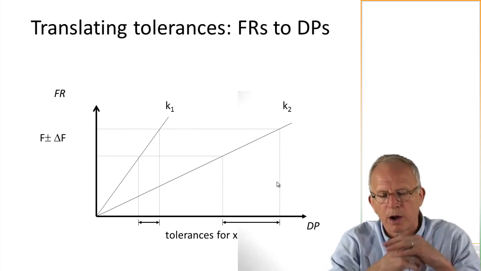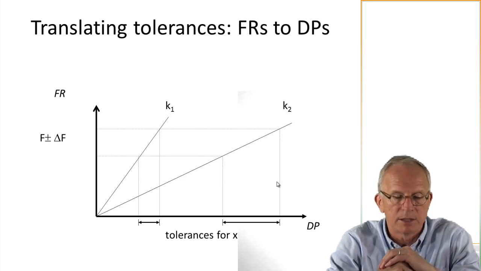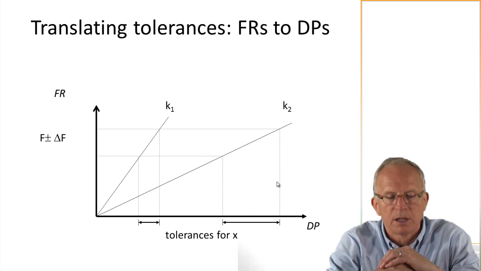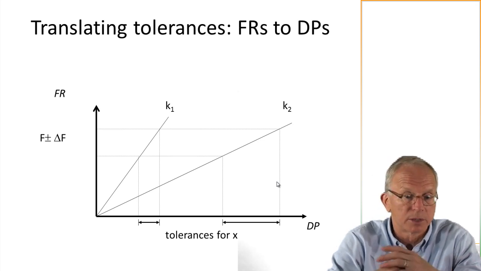So here's a way of representing FRs and DPs in an FR-DP space. The FR is on the vertical axis, in this case it's force, and the tolerance is shown here by two lines perpendicular to the vertical axis, parallel to the horizontal axis. The axes in this case are perpendicular because there's one DP that's influencing one FR.